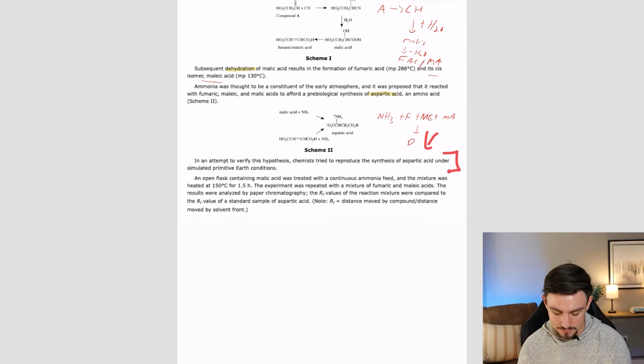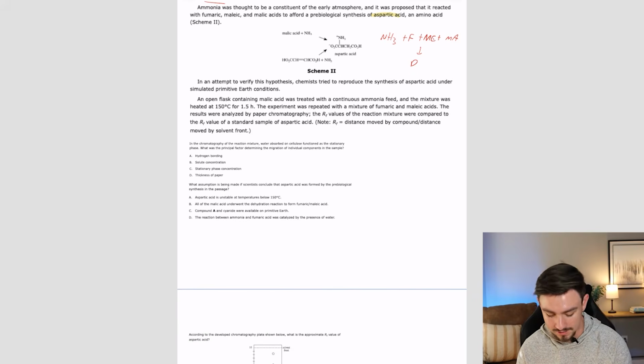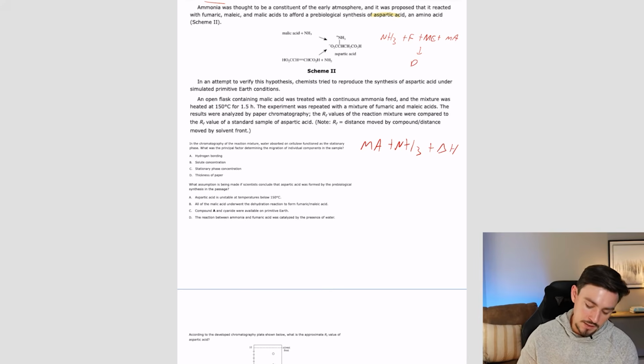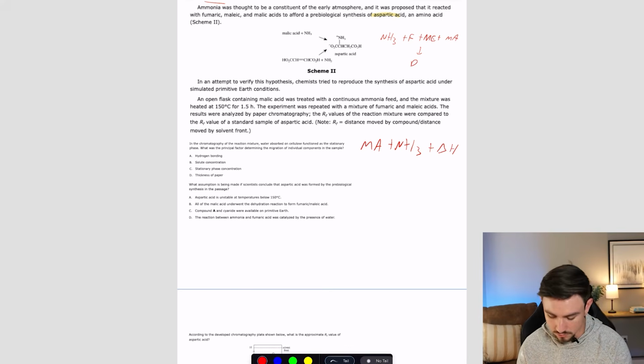and now they're saying we're going to see if we can actually make that happen. So continuing on, it says an open flask containing malic acid was treated with a continuous ammonia feed, and the mixture was heated at 150 degrees Celsius for 1.5 hours. So they took malic acid and they gave it ammonia, and then they gave it some heat for about an hour and a half. And then they repeated this with a mixture of fumaric and malic acids as well. So that means that they also took the time to put fumaric and maleic acids in that.